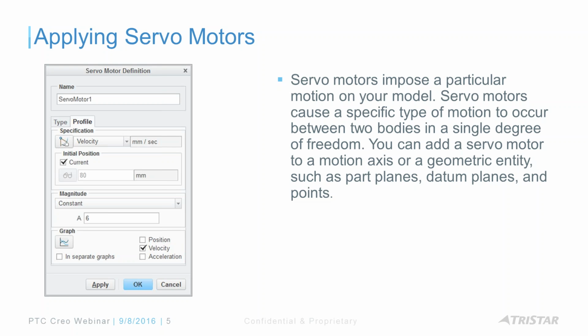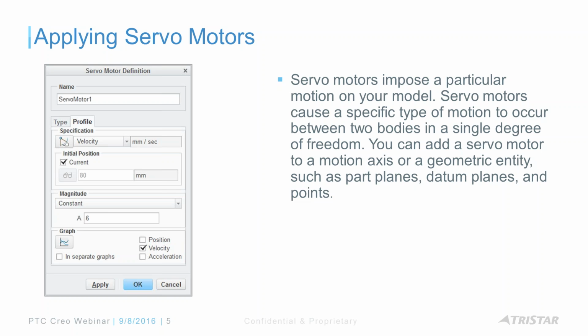Then the next step in the workflow is to access the mechanism application. Once in here, you're going to get the option to apply servo motors. And a servo motor is going to impose a particular motion in your model. You can cause a specific type of motion to occur between 2 bodies in a single degree of freedom. You can apply these servo motors to a motion axis or a geometric entity, such as a plane, planar surfaces, and also points.